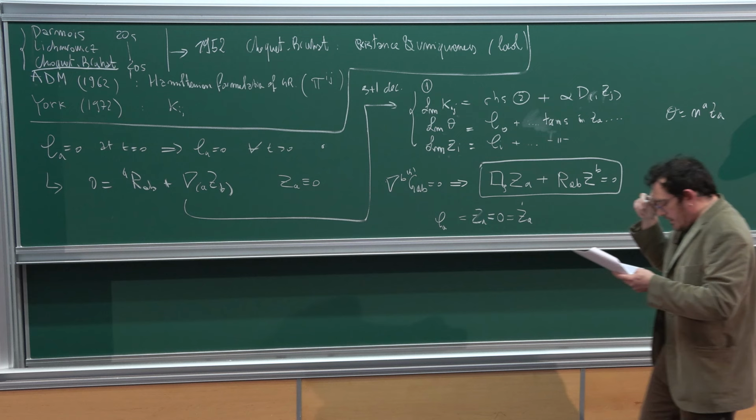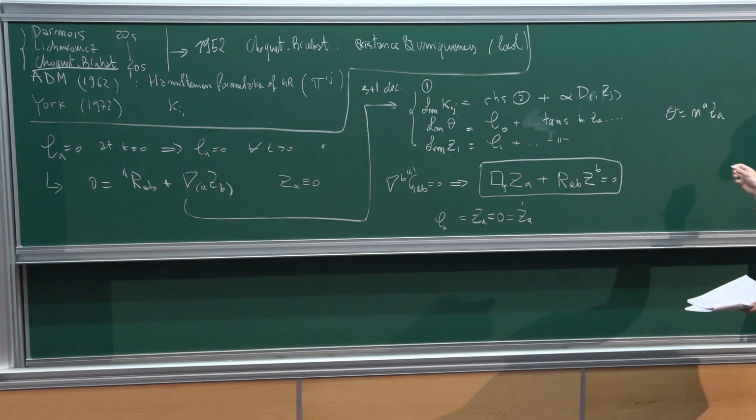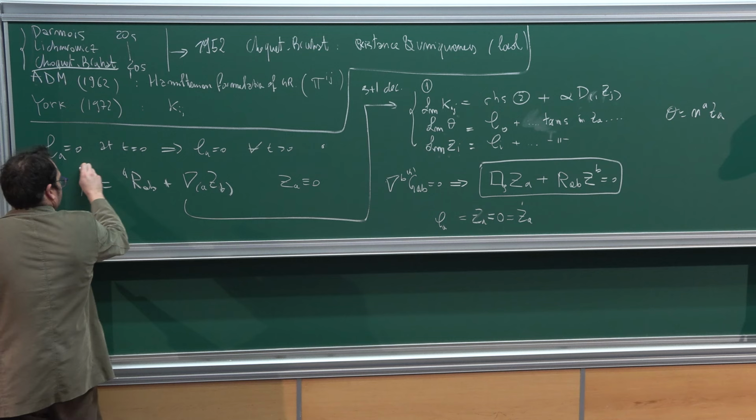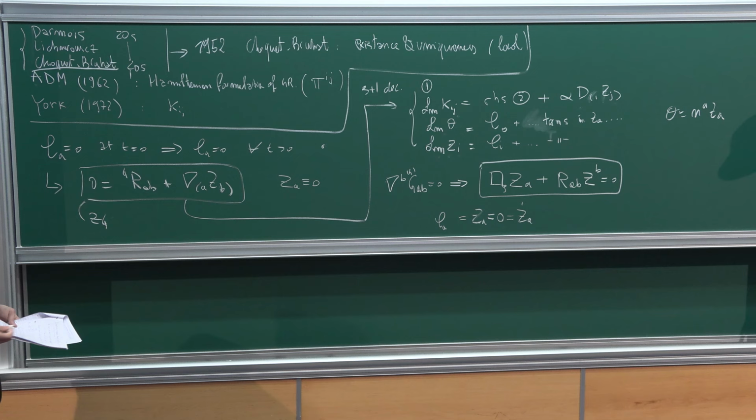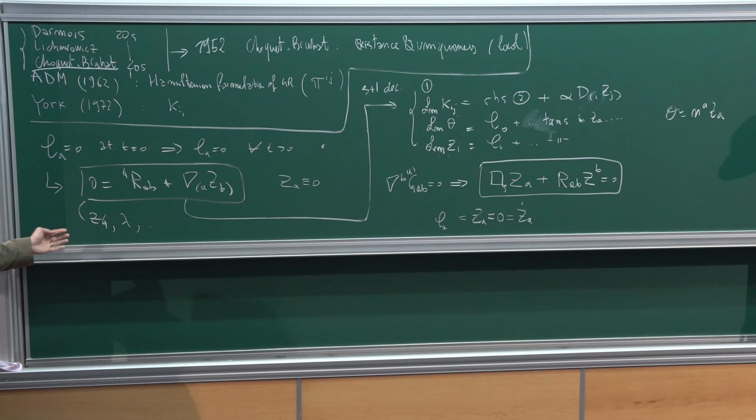This technique is not at all due to GR. In recent times, this is called the Z4 formulation. Bona et al. call it like that. But in other literature, they are called lambda systems, so it takes different names. I will call it Z4 because that is what we've used. But it's a known technique to deal with this type of thing.